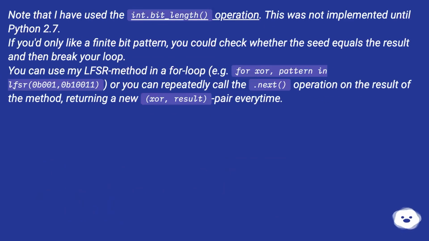Note that I have used the int.bit_length operation. This was not implemented until Python 2.7. If you'd only like a finite bit pattern, you could check whether the seed equals the result and then break your loop. You can use my LFSR method in a for loop, for example for xor, pattern in LFSR(0b001, 0b100011), or you can repeatedly call the .next operation on the result of the method, returning a new xor, result pair every time.